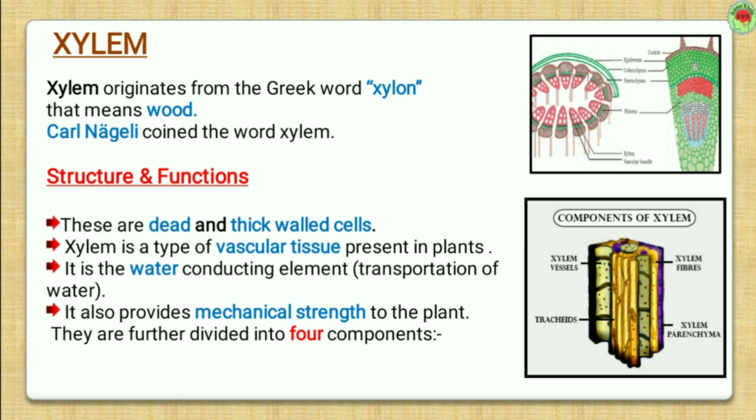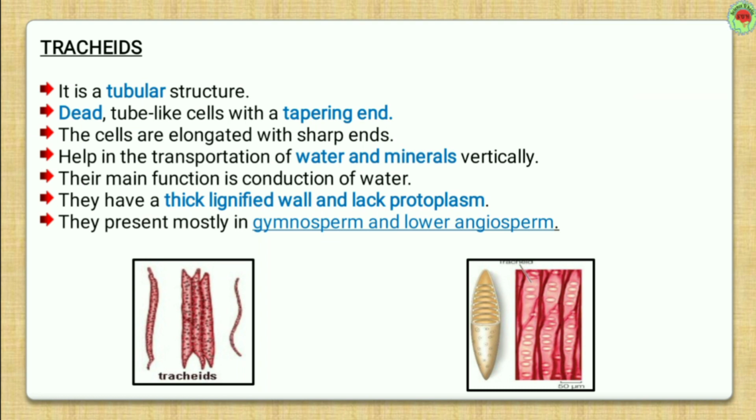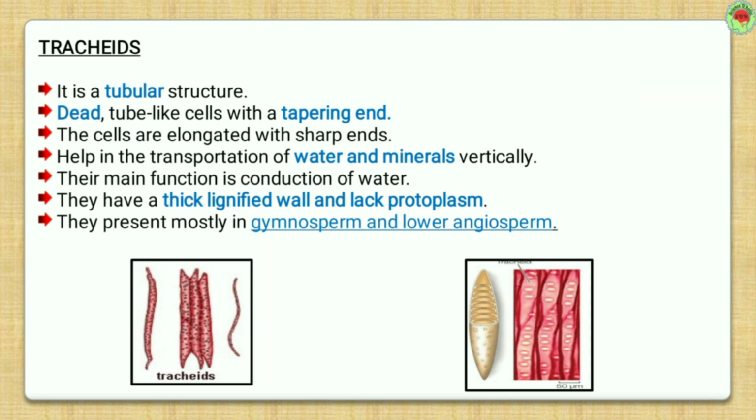So these are the four components that we will discuss in detail. Now let's see the tracheae. What are tracheae? Tracheae are a tubular structure. They are dead tube-like cells with a tapering end. It looks like a pipe, a tube-like cell with tapering ends.